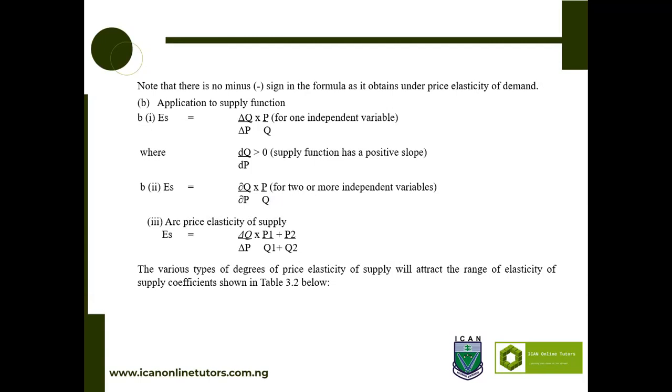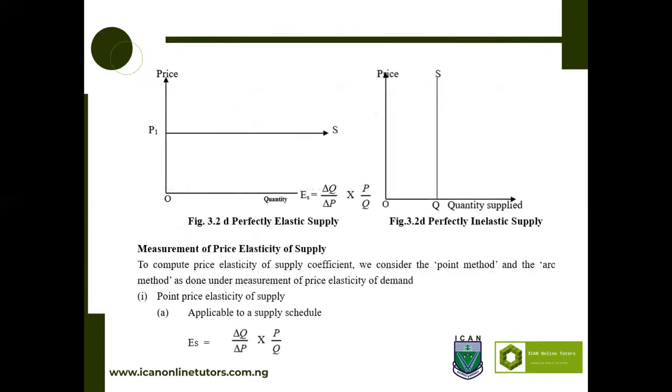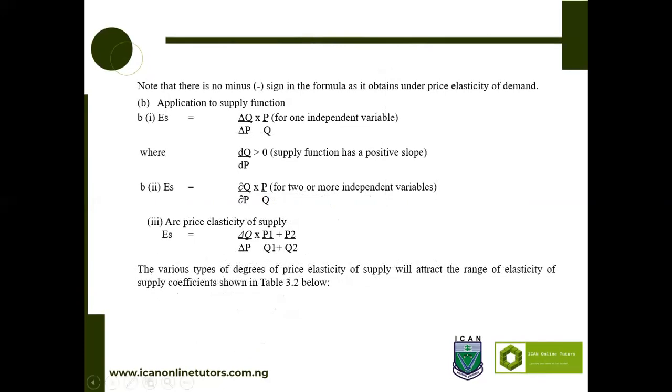Note that there is no minus sign in this formula as is obtained under price elasticity of demand. We're having a minus under the change in quantity divided by change in price under the elasticity of demand. But here in elasticity of supply, there is no minus in the formula, which represents change in quantity divided by change in price multiplied by price over quantity.